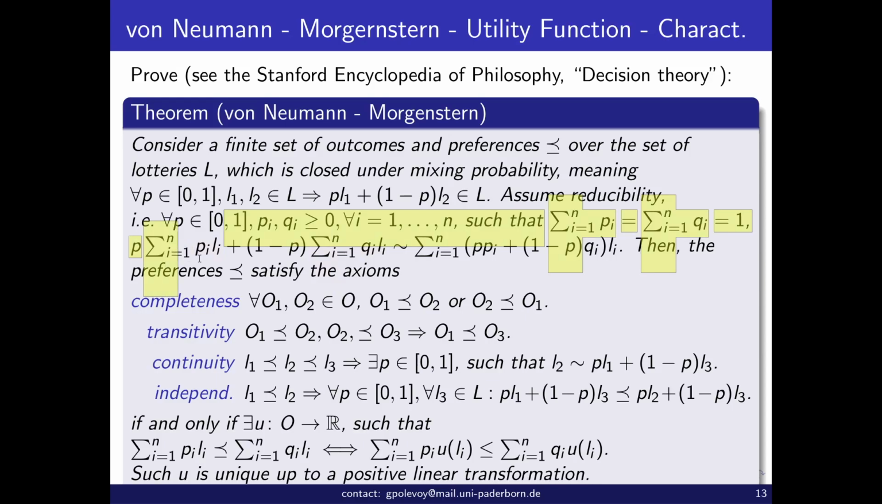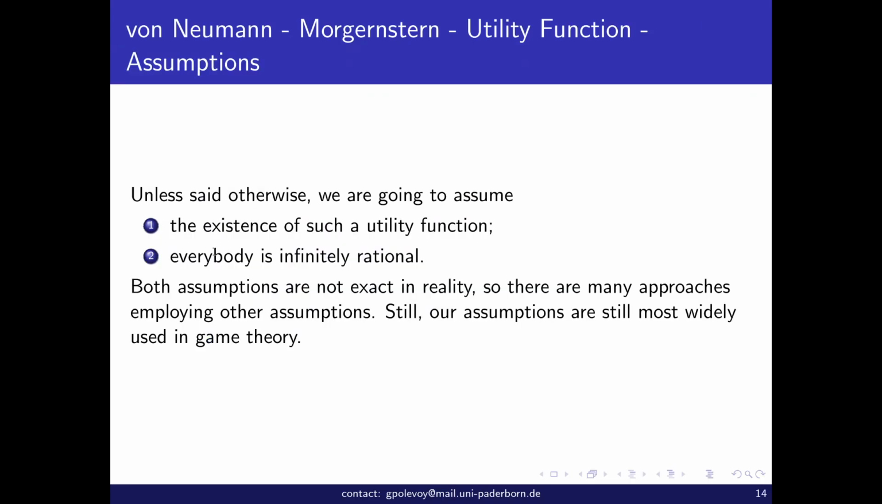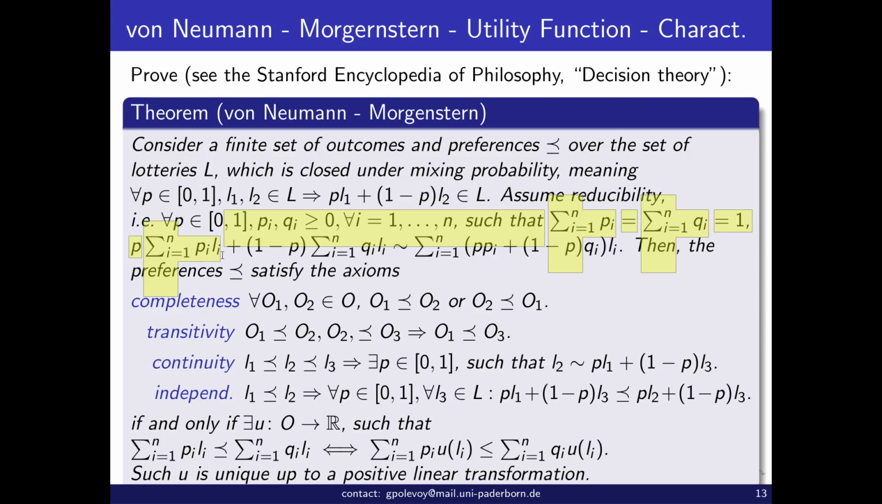So the combination of PiLi is a lottery. By induction, any finite combination of lotteries is a lottery. The combination of QiLi is also a lottery. Their combination now is also a lottery.